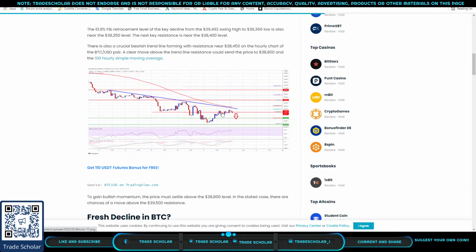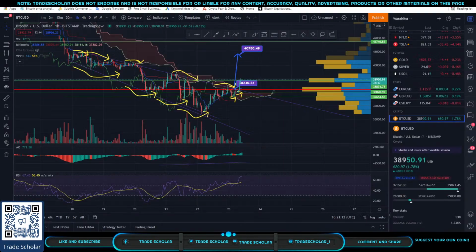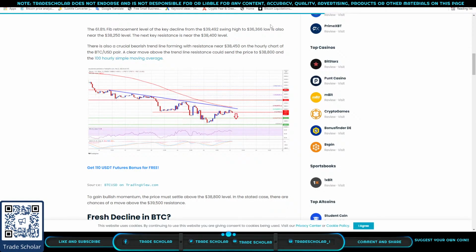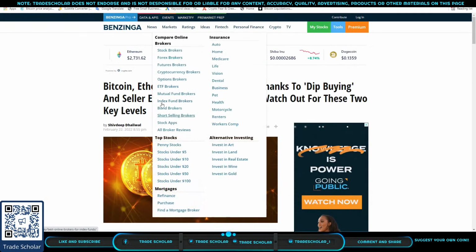So this news is already late. To gain bullish momentum, the price must settle above 38.8. Currently our Bitcoin price is 38.9, so we are going to gain another bullish momentum, and then we move above the 39.5 resistance. So we are in a bullish momentum now. So let's check another one.